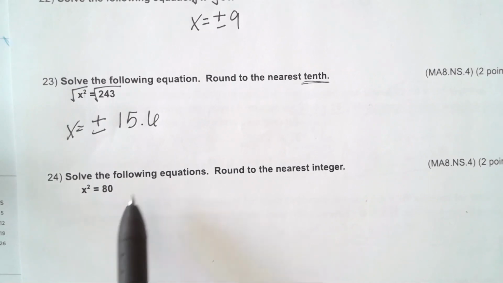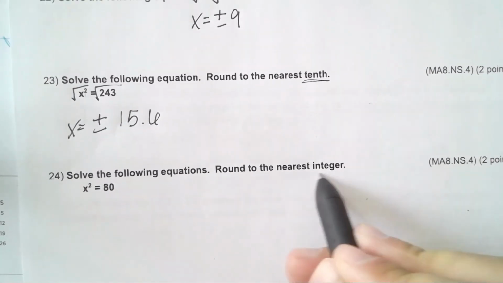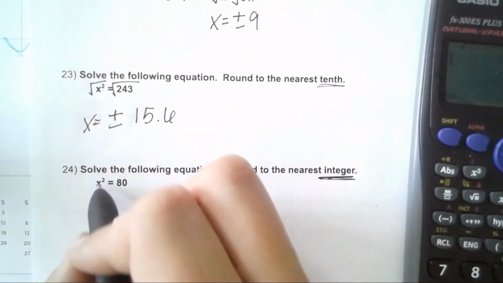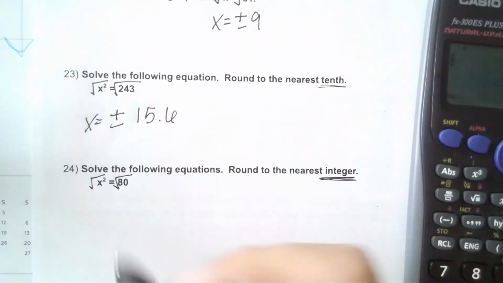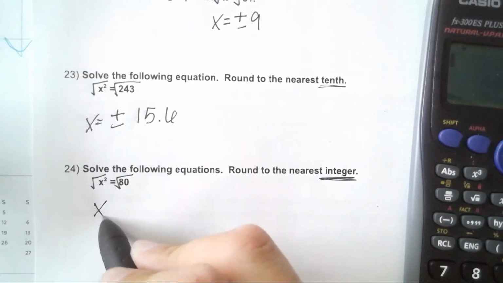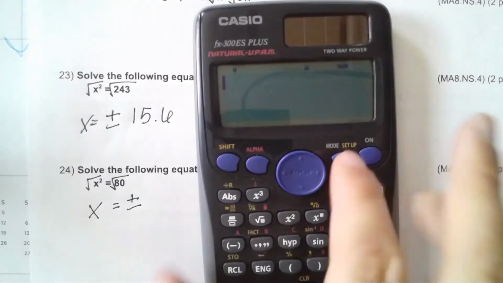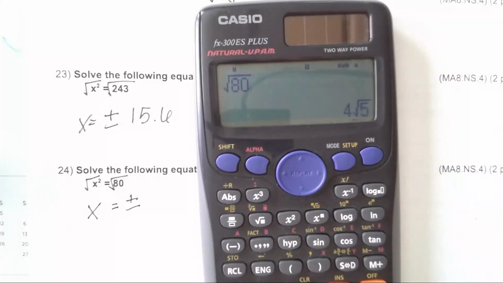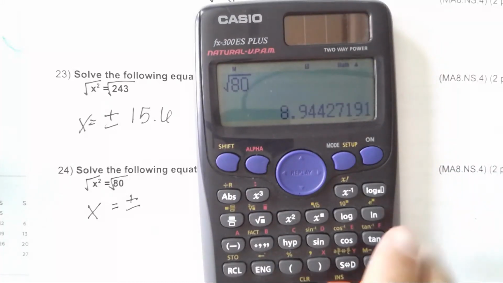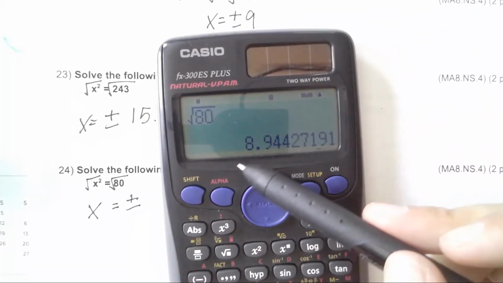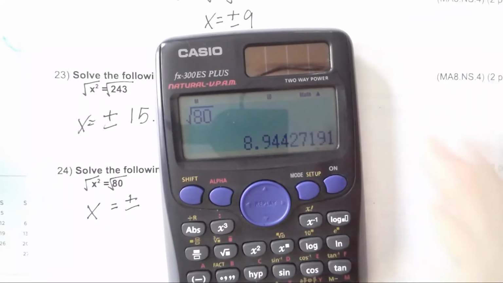And then the last one, solve the following equation, round to the nearest integer. So again, to get rid of a square, I'm taking the square root. And my answer is going to be x equals plus or minus the square root of 80, which is 8.9. And again, when they tell us to round to the nearest integer, looking here at the 9, it's 5 or greater, so I'm going to round the 8 up to a 9.